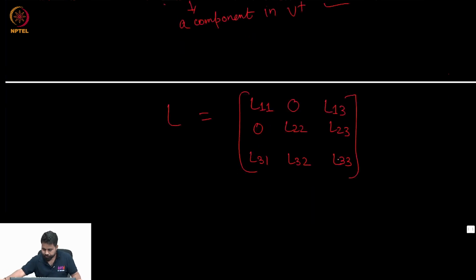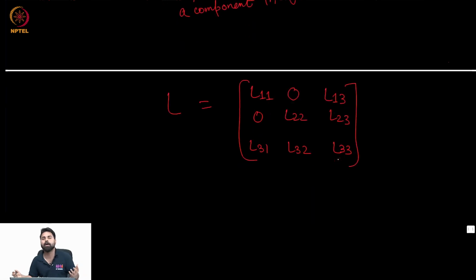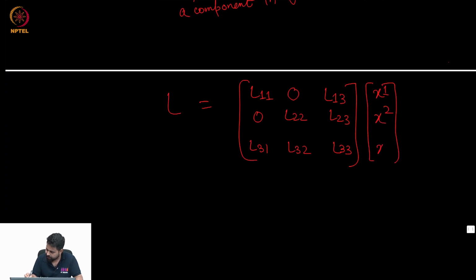Suppose you have a Fiedler vector X. Now break this Fiedler vector into three parts, whose sizes correspond to the sizes of L11, L22, and L33. So let me write them as X1, X2, and X3. These are the chunks I have taken from the Fiedler vector X.